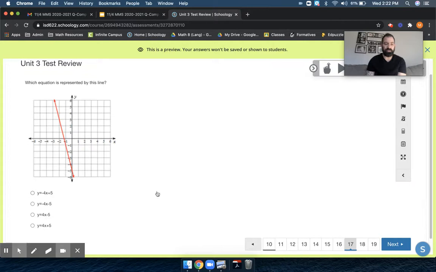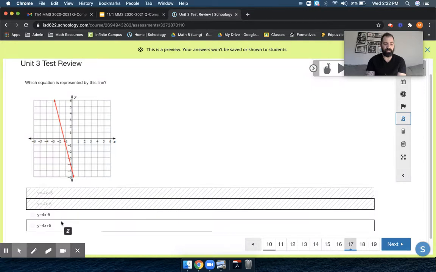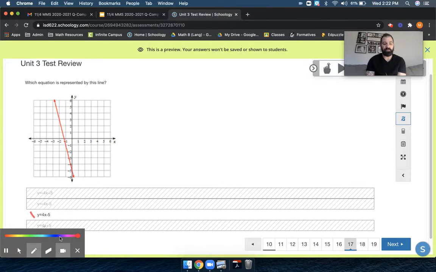Number 17, you're trying to find the slope based on this graph. Again, this is a great opportunity to use this eliminate option. First thing you do is find the y-intercept. Our y-intercept is down here at negative 5. Okay, so negative 5 is my y-intercept. I can get rid of positive, I can get rid of positive, and look at this, I can even get rid of another positive. I already have my answer right here, because it's the only one with negative 5.